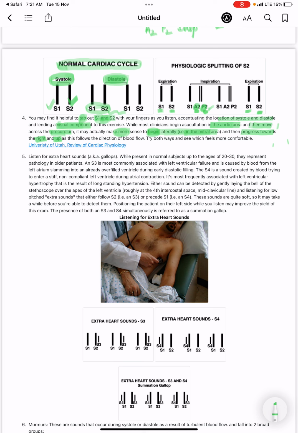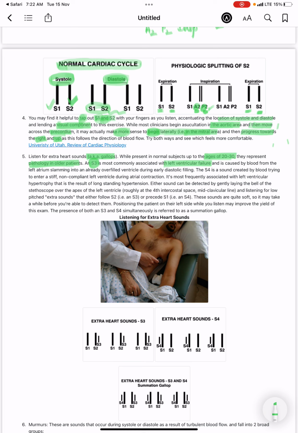Listen for extra heart sounds. These are called gallops. While present in normal subjects up to the ages of 20 to 30, they represent pathology in older patients. S3 is most commonly associated with left ventricular failure, so whenever there is left ventricular failure, you also have to look for S3.